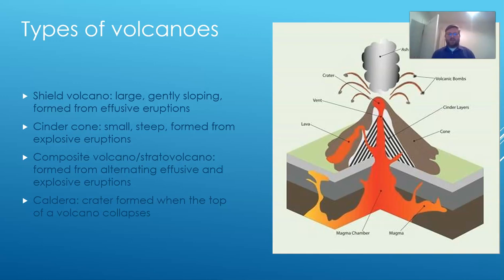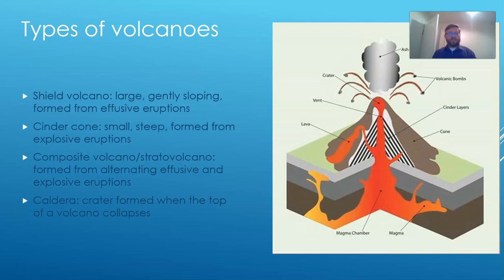That's kind of the shape of a shield volcano because it's mostly produced through those effusive eruptions. So you get this lava flowing out the top, and because it's very thin, it can flow very easily. It's going to really spread out, and so it's going to give you this very large but not very tall kind of volcano. So that's a shield volcano.